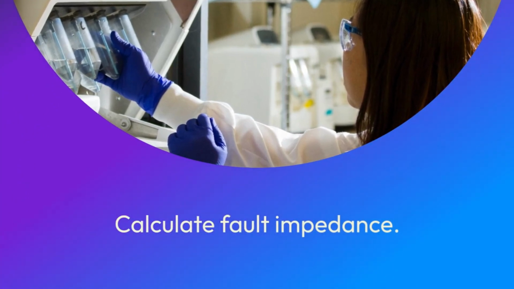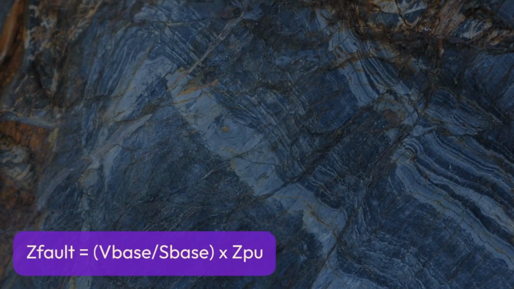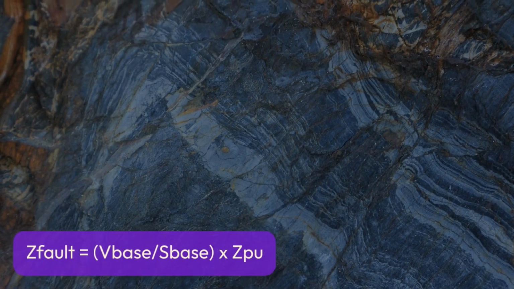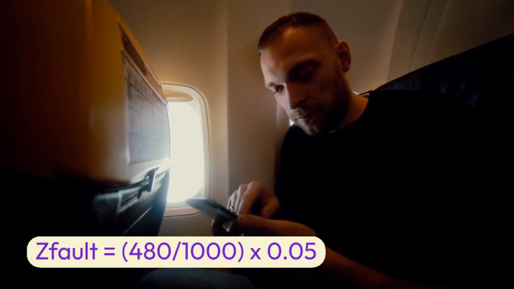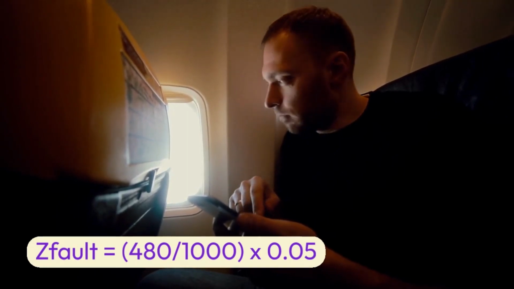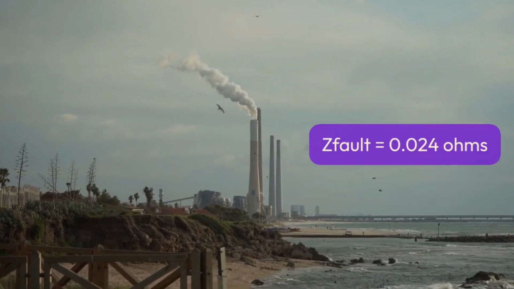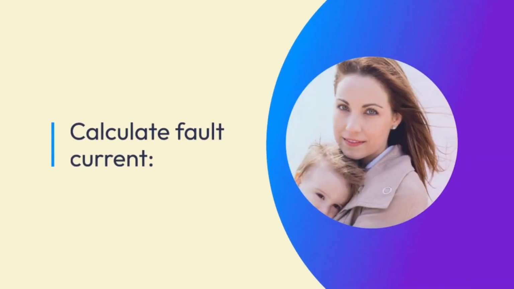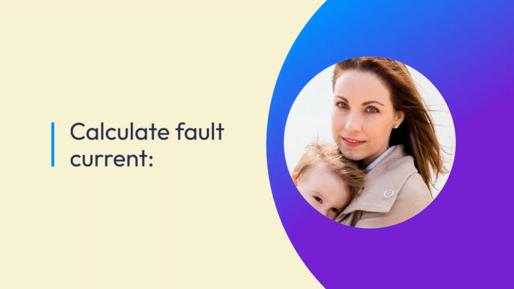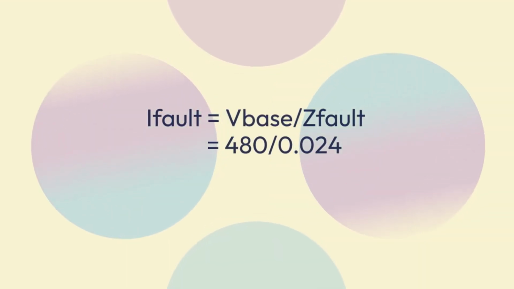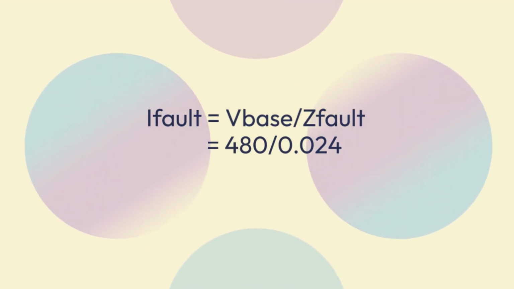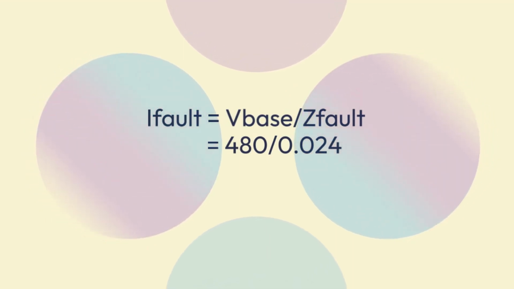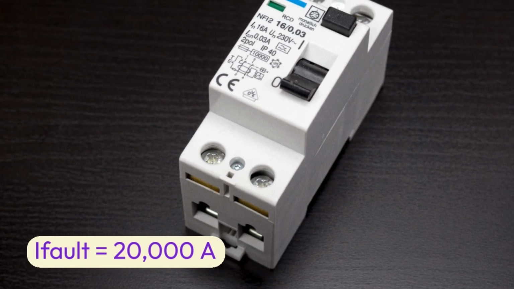3. Calculate fault impedance. Z fault is equal to V base over S base times Z per unit. Z fault is equal to 480/1000 x 0.05. Z fault is equal to 0.024 ohms. 4. Calculate fault current. I fault is equal to V base over Z fault. I fault is equal to 480/0.024. I fault is equal to 20,000 amperes.